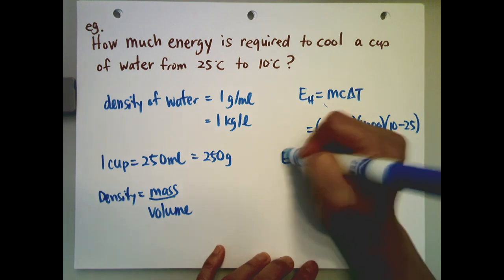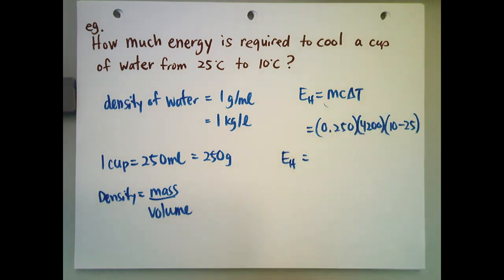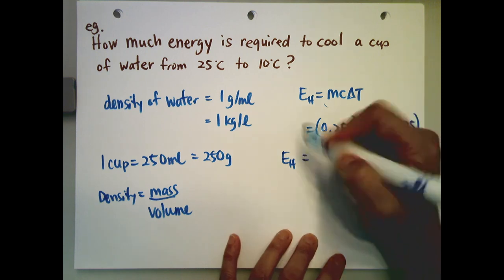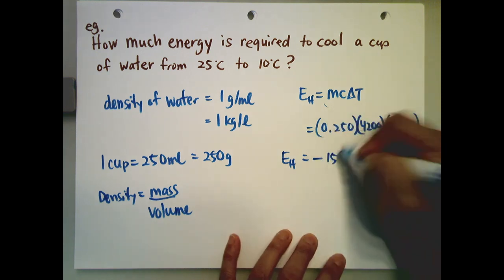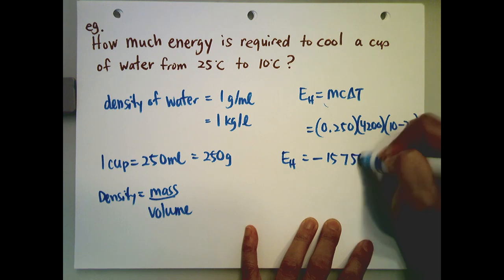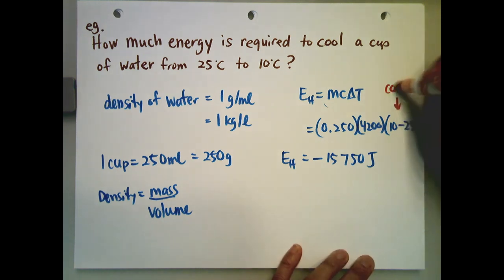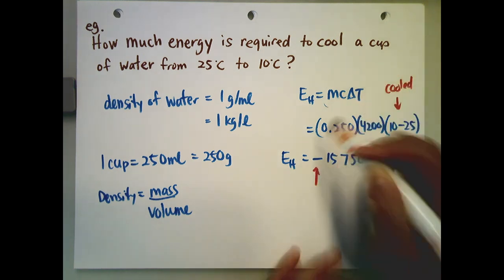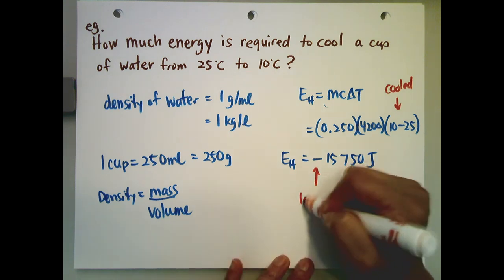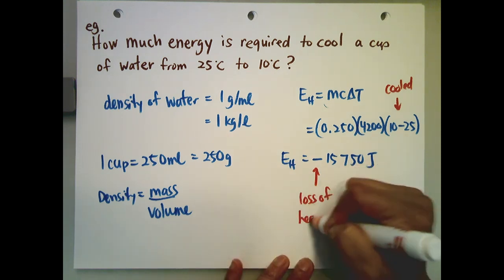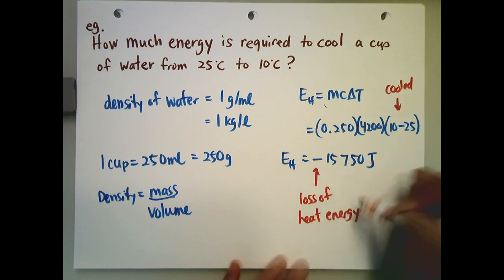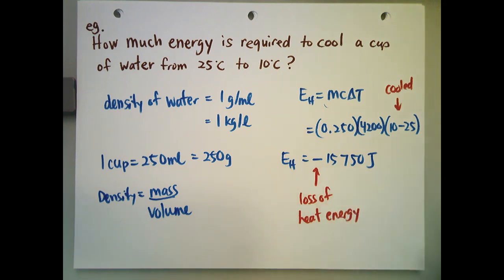You will notice once you calculate it out, you're going to get a minus 15,750 joules. The minus sign is given because this is being cooled. So therefore, you have to lose energy. Loss of heat energy. So you have to actually lose that energy to cool the water down.